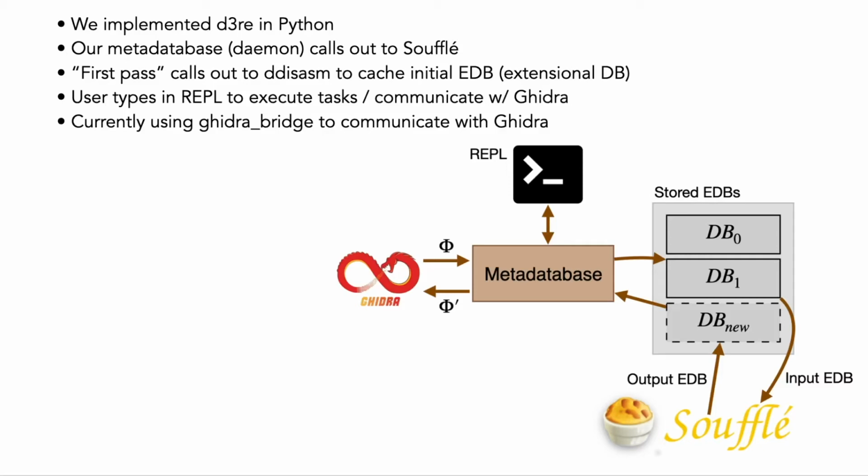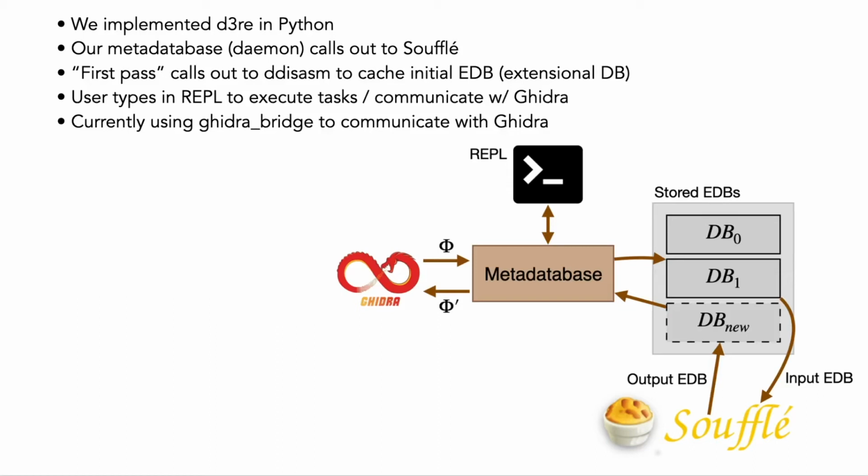Whenever a user loads a binary into Ghidra, it gets processed by the metadatabase daemon. This metadatabase tracks and associates each datalog program and run along with the corresponding binary, and it associates that with a corresponding output database. You can think of the EDB as maintaining the fully materialized set of facts as dictated by the combination of the rules and the input database.